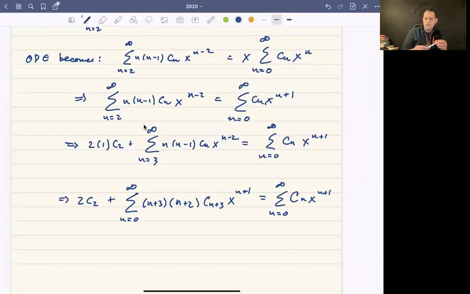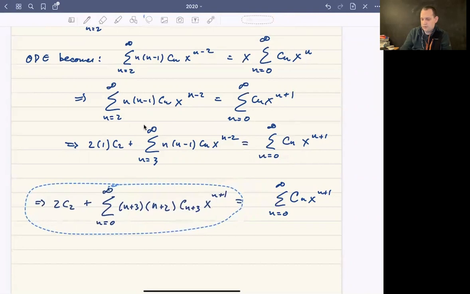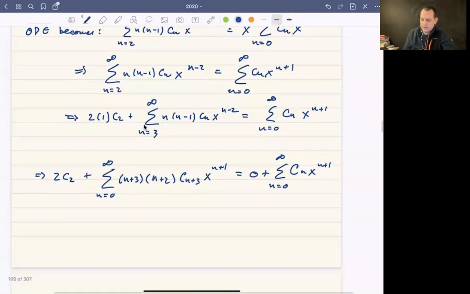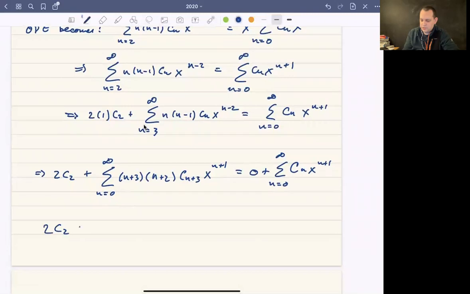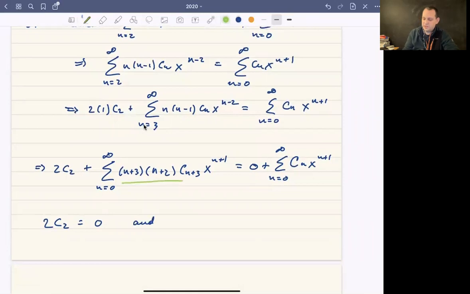All right, and now everything is fine. If you like, and you don't really have to do this, I kind of like doing it, I'm going to put a 0 on the right side so that everything is really equal now. We have constants on both sides, and so this tells you that 2C2 is going to be 0. And we know that these two expressions with the constants are going to be equal.